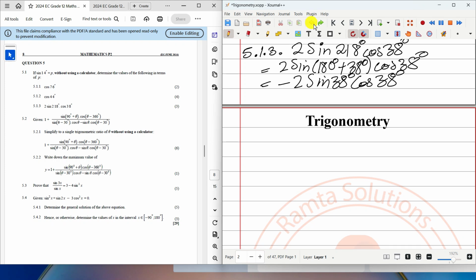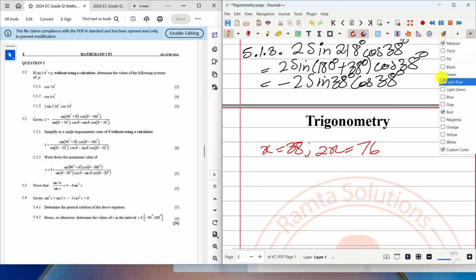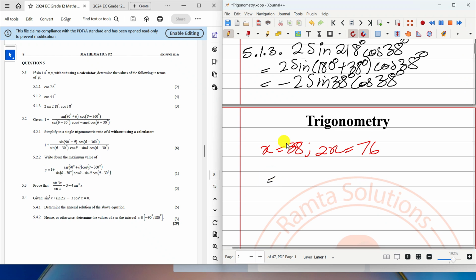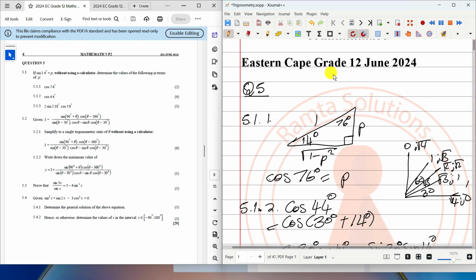I want to say to you, x is 38. What is 2x? It'll be 76, isn't it? So then our answer would be negative sine 76 degrees, isn't it? Let's go and check it out.